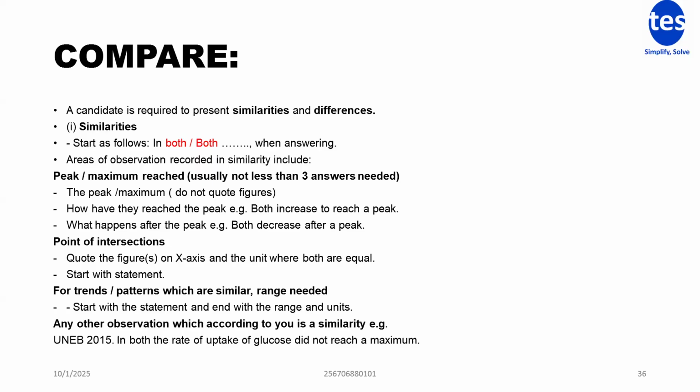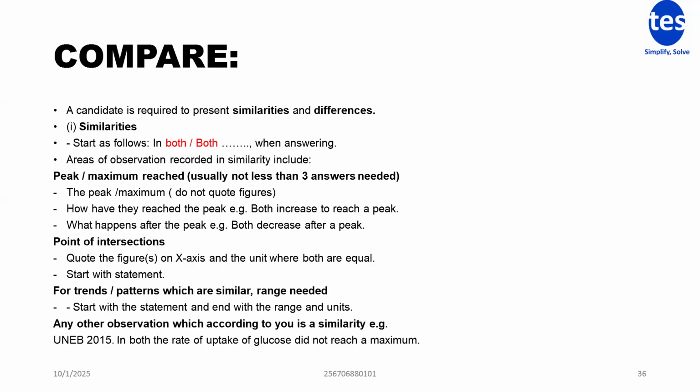The first one is the peak. A peak has three marks. I think I gave the difference between a peak and a maximum. If it is a maximum, it increases, then stays constant. For a peak, it increases, then comes down or decreases. So you should observe the peak or the maximum.